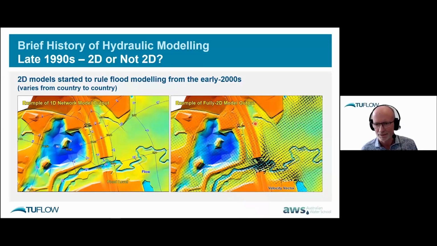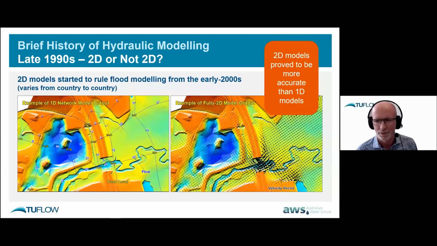There's a culvert here, so you can see a little bit of water flowing through that culvert. Yeah, really nice. And the lessons learned from that period were that once 2D models started to be used, they were definitely more accurate than 1D models.